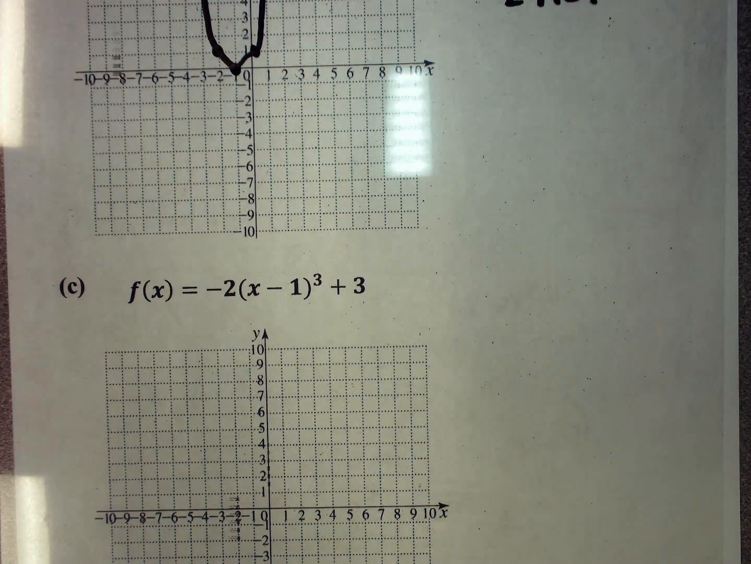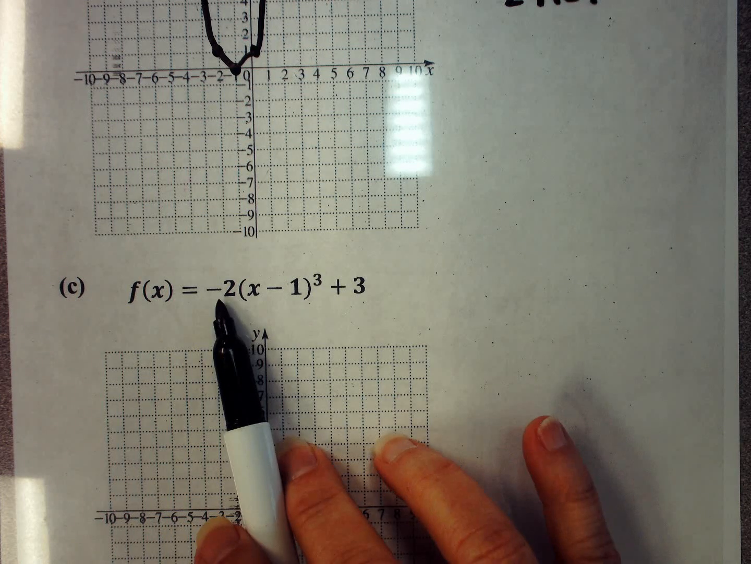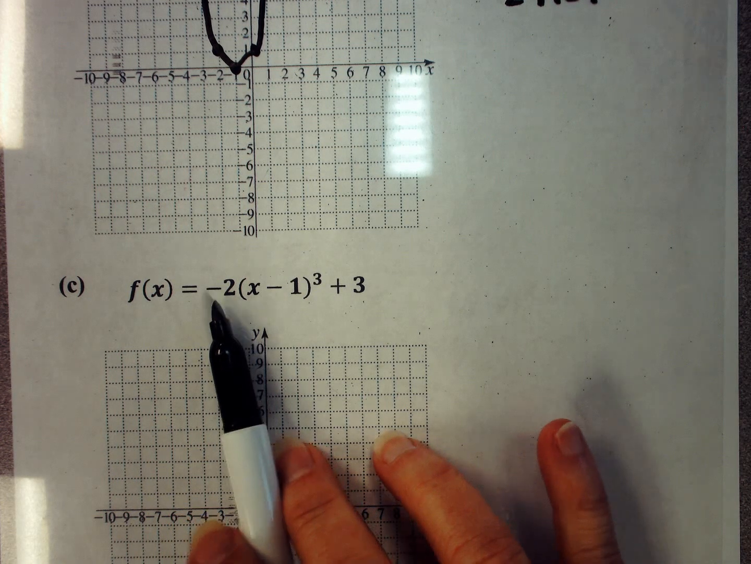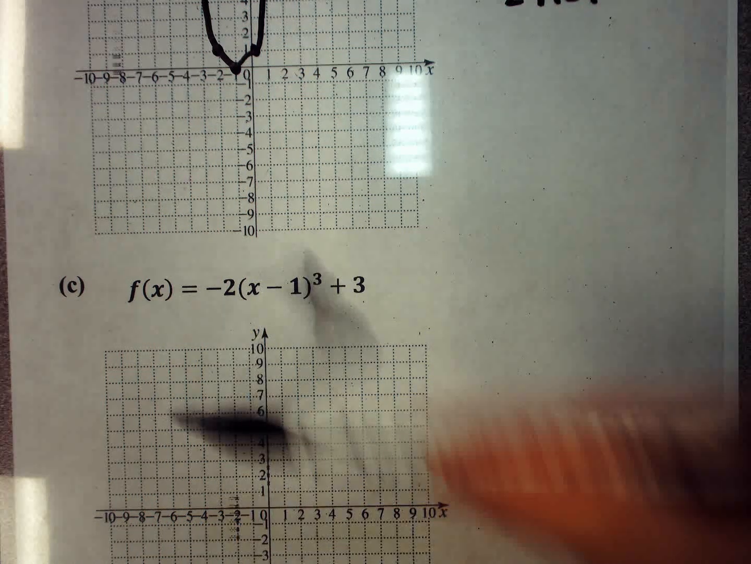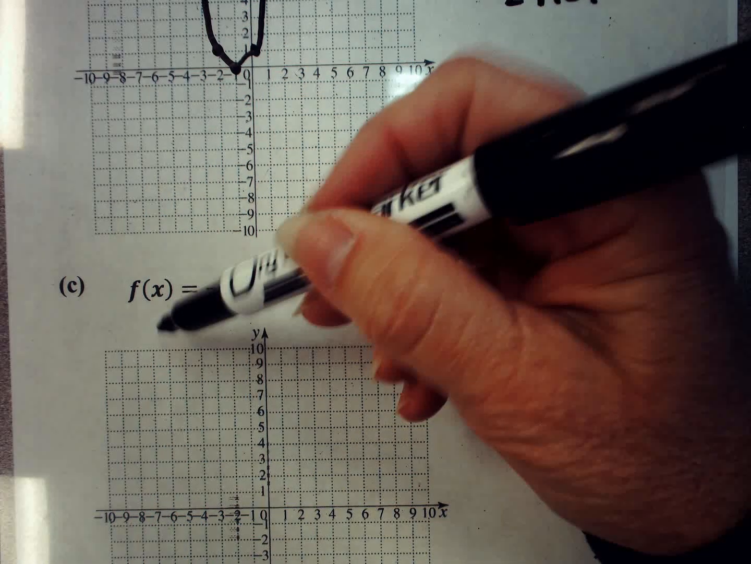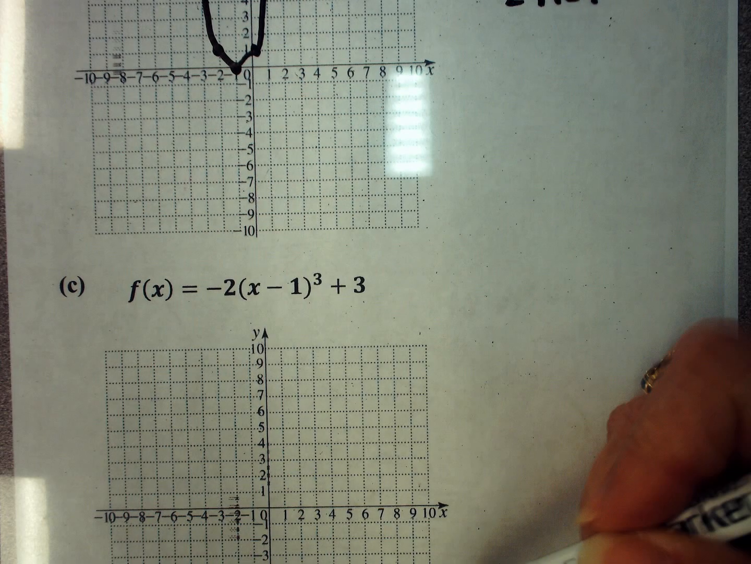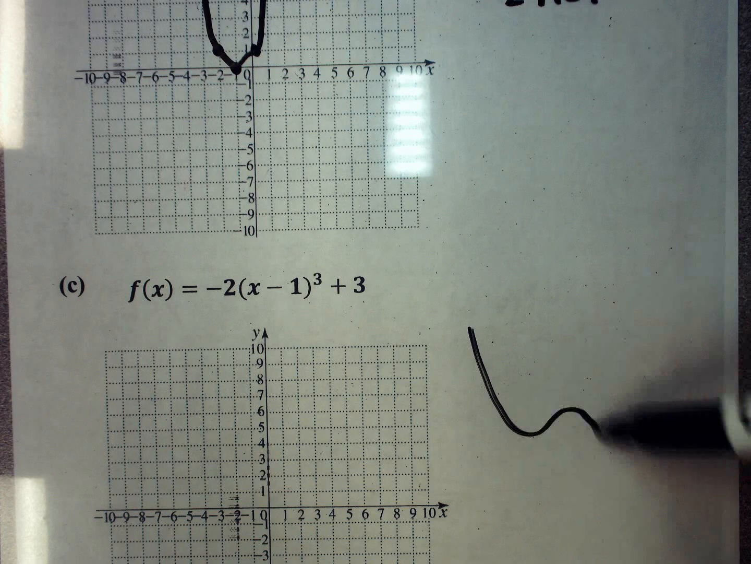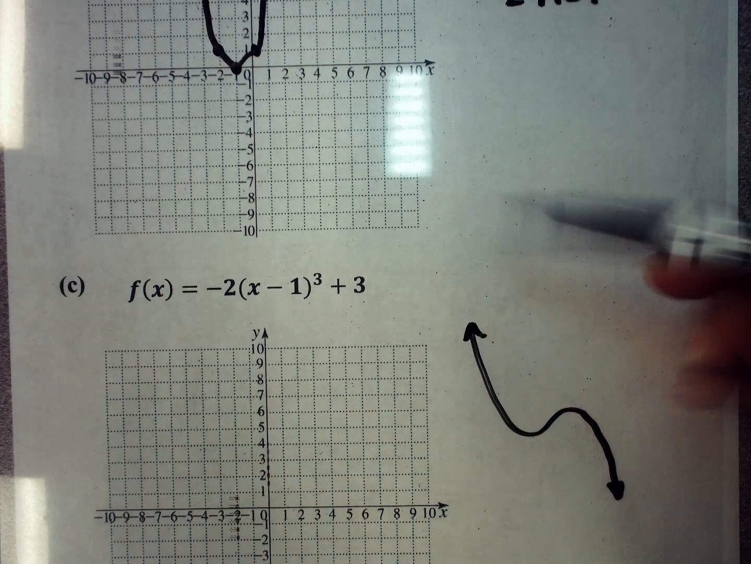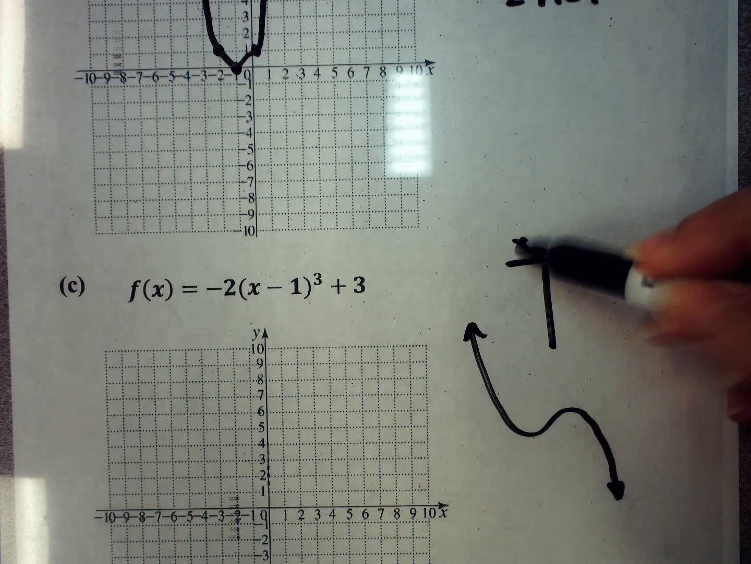Okay, this is a third power, so one end is going in one direction, the other end is going in the other direction. So that's going to make it odd, all right? So this one is reversed from that first one. Because it's a negative in front, the left side will be going up to positive infinity, and the right side will be going down to negative infinity, something like this. But again, pick your values for x.